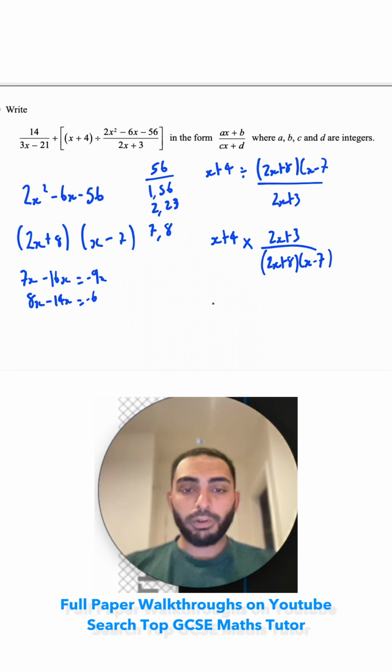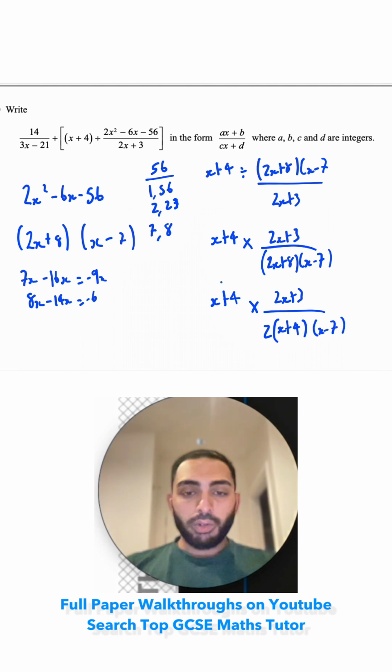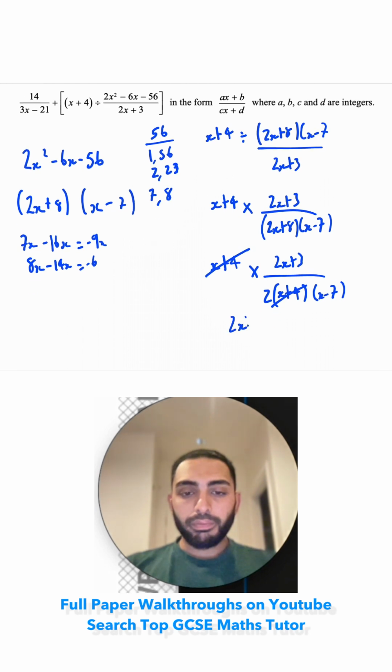So I'm going to pull out x plus 4. So x plus 4 multiplied by 2x plus 3 over, and I'm going to pull out x plus 4 from here. So we need 2 on the outside, and the x minus 7 is still there. So now because I'm cross-cancelling, I can cancel that out with that. And that leaves me with 2x plus 3 over 2 brackets x minus 7. So that's all of that bit done.